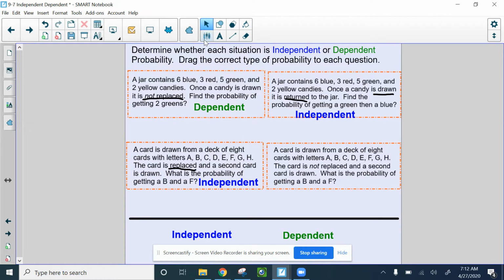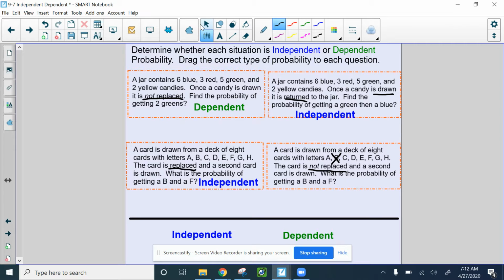Now in this last example, I have the same cards, but this time it is not replaced. So if I want to know what's the probability of getting a B and then an F, well, at first my probability of getting B is 1 out of 8. But because I did not replace the card, I now only have 7 cards left because I keep the B. So my B card is gone.